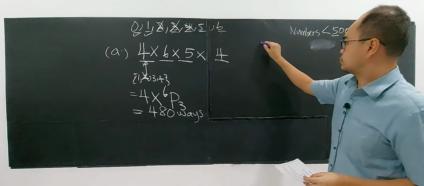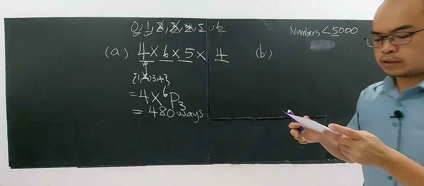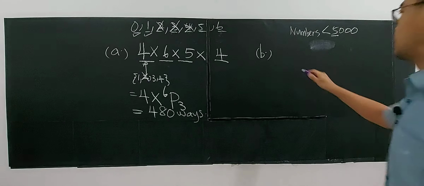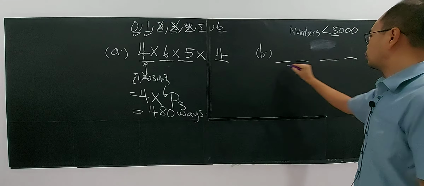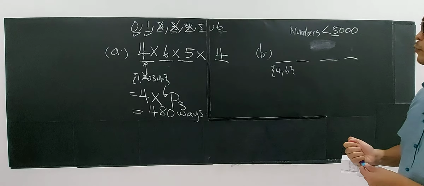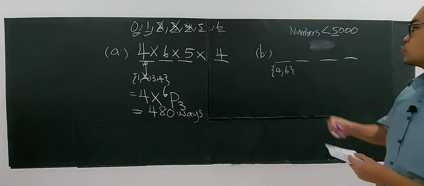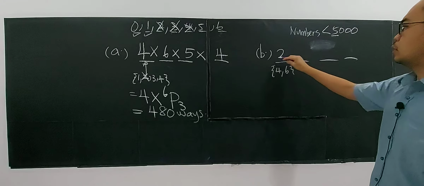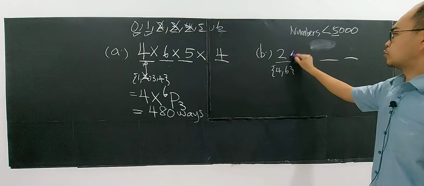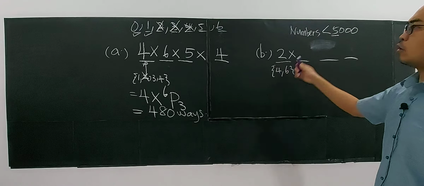Part B begins with digit 4 or 6. So you can only begin with 4 or 6, which means 2 choices. Either start with 4 or 6. So that is 2 choose 1, or we say 2 selections, okay? So multiply with, after we choose 4 or 6, right?